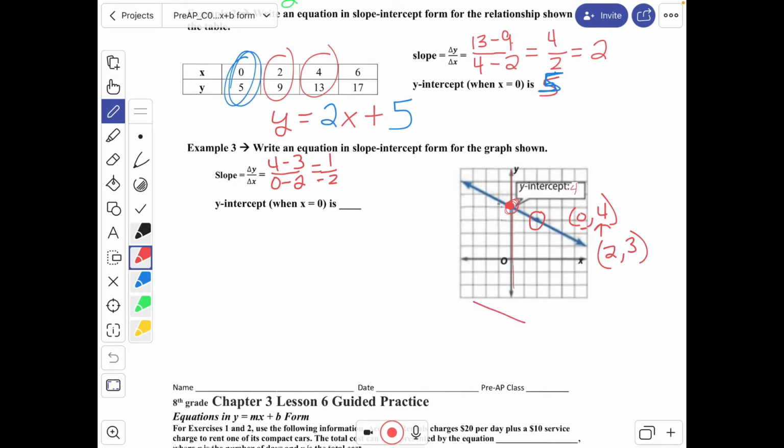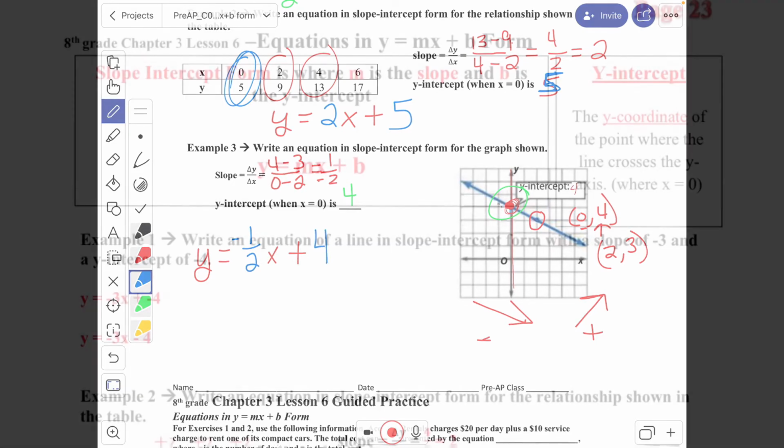So the slope of this line is negative. Anytime the line is going down like that, it's going to be negative. If it's going up, then it's positive. And the y-intercept was 4. Then we just put the numbers into the equation. y equals something times x plus the y-intercept. So our slope was negative 1/2, and the y-intercept was 4.